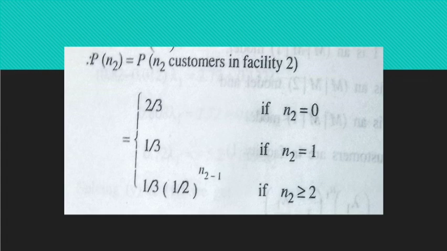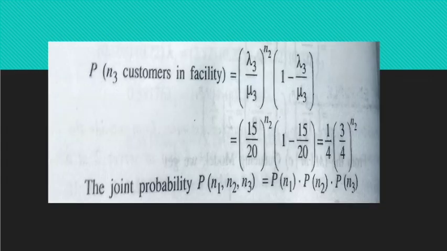For P of n3, the facility is having single server model. So again lambda 3 by mu 3 whole power n3 into 1 minus lambda 3 by mu 3. If we substitute, we will get 1 by 4 into 3 by 4 whole power n3. So to get joint probability P of n1, n2, n3, we have to multiply the values of P of n1, P of n2, P of n3. And now to find the third one.